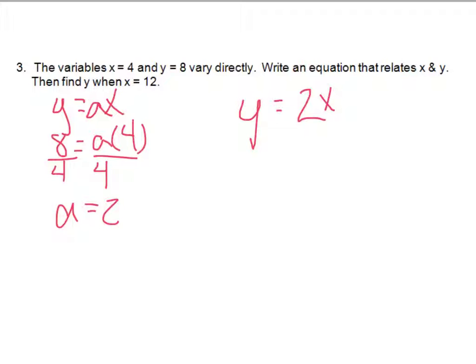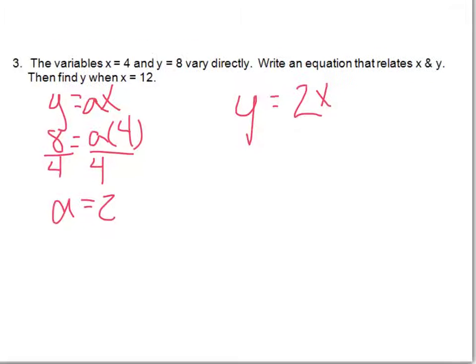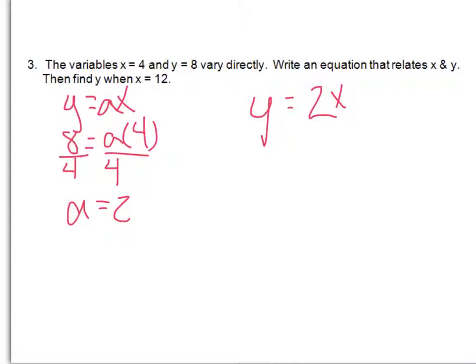All right, now the next part of the question says to find y when x is 12. So now that I have my equation, and I know that for every x value that increases, the y value is going to increase 2 times that, I can just plug in that x value, y equals 2 times 12. So when x is 12, y is 24.